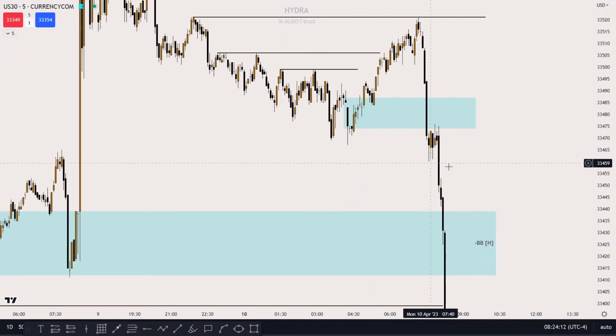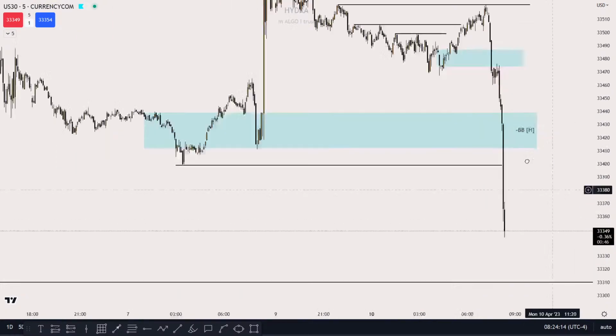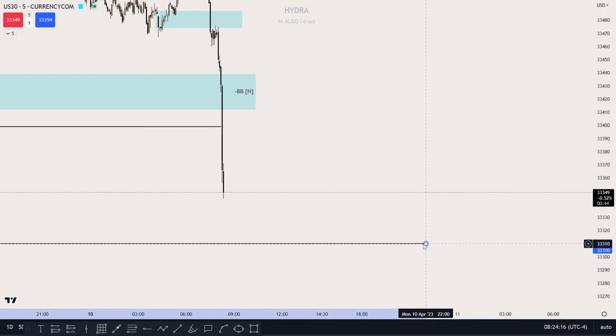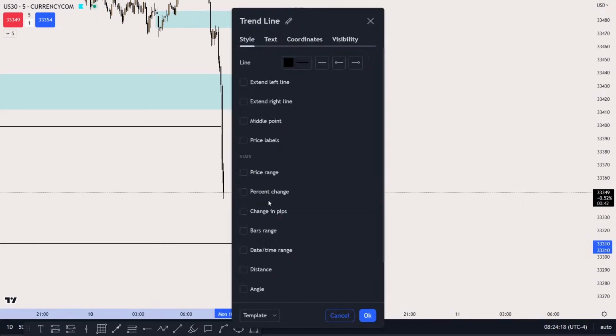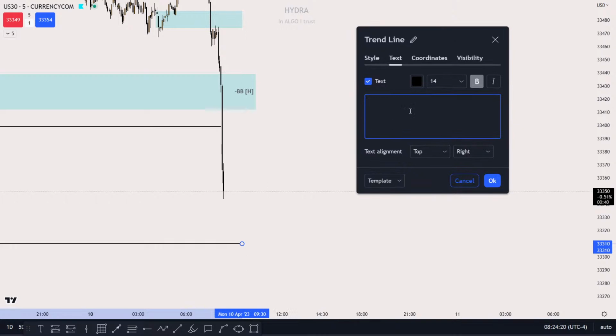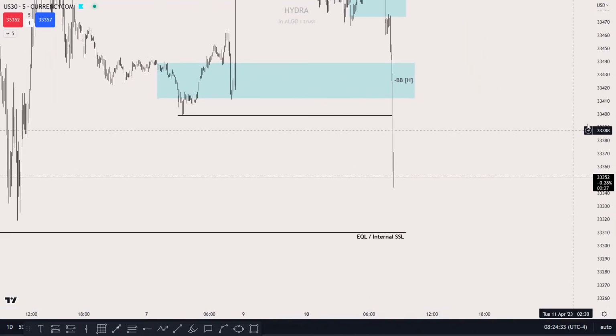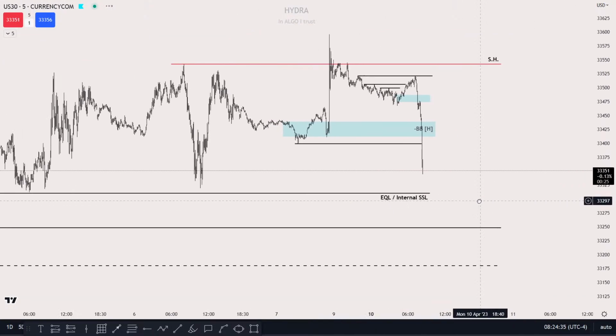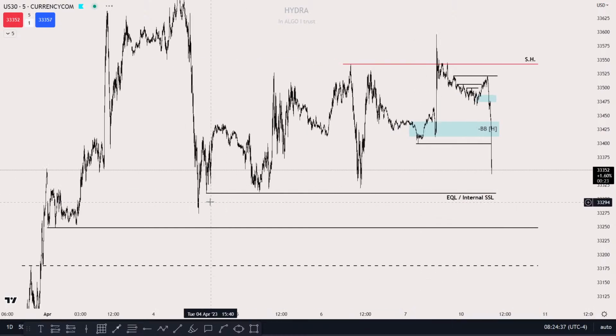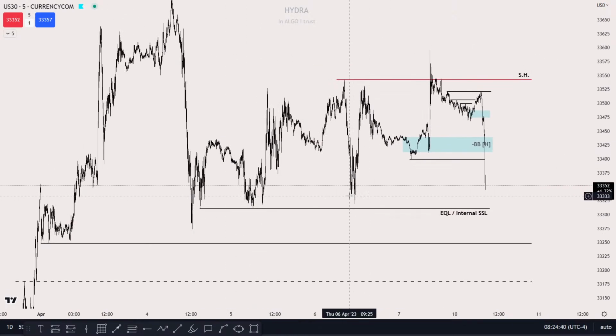So price gave us an entry here, and price is just hunting this sell side liquidity right here, right? That's a relative equal low, I showed you when I started my stream. I'm just going to mark it as equal low, and it's here as an internal sell side liquidity. I hope everyone knows what an internal and an external range is, right? So that's the internal sell side liquidity. And look at this level. Look at these relative equal lows.